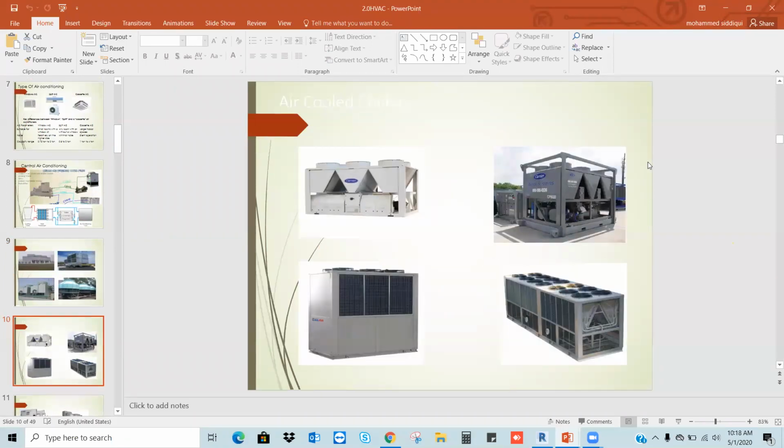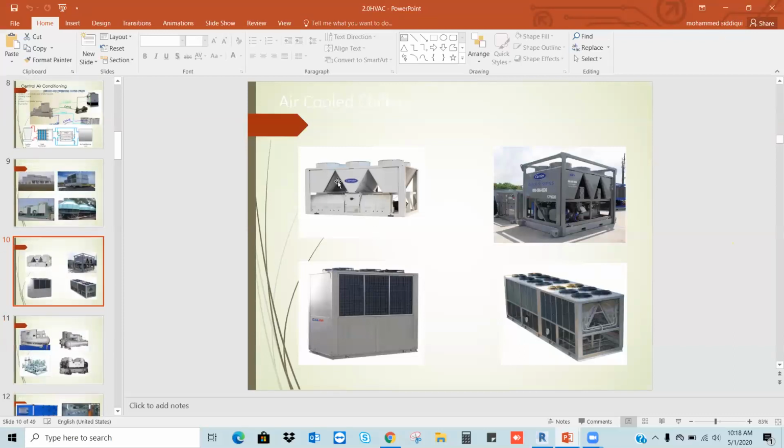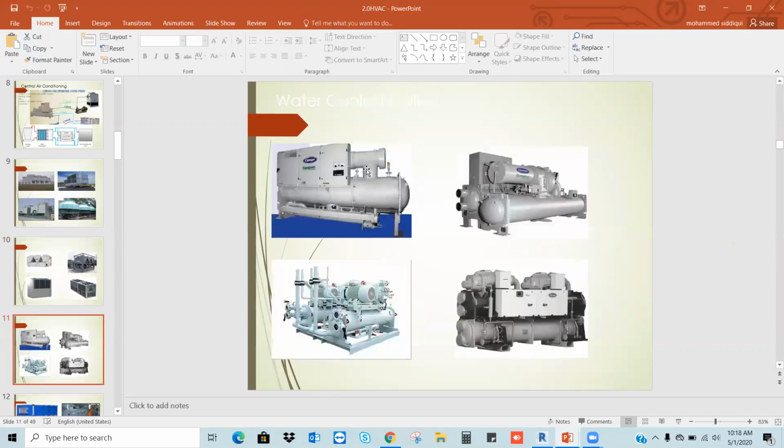We have different kinds of chillers. If you see the different kinds of chillers, these are the air cooled chillers. Just remember the terminology, I'm not going into detail. And we have the water cooled chiller. Air cooled chiller and water cooled chiller.